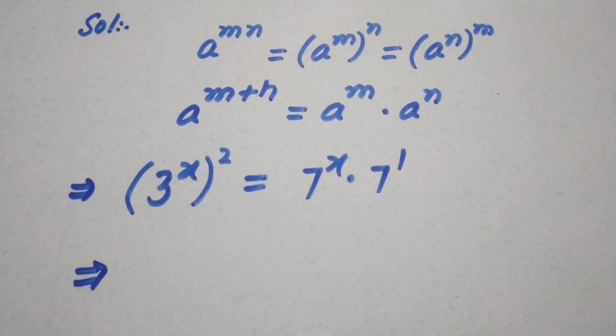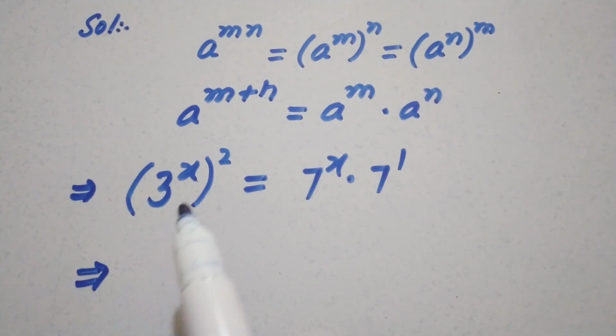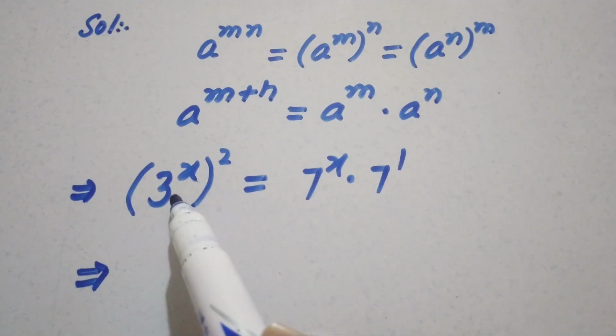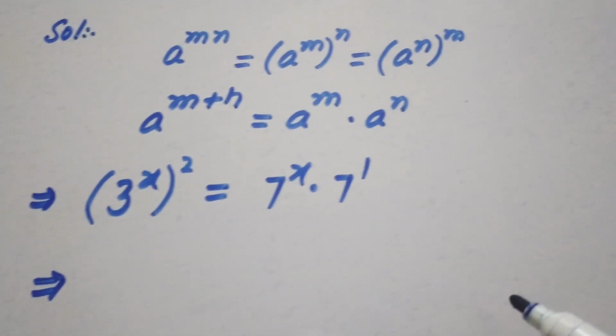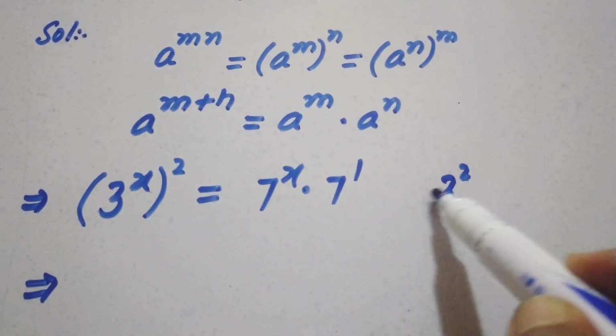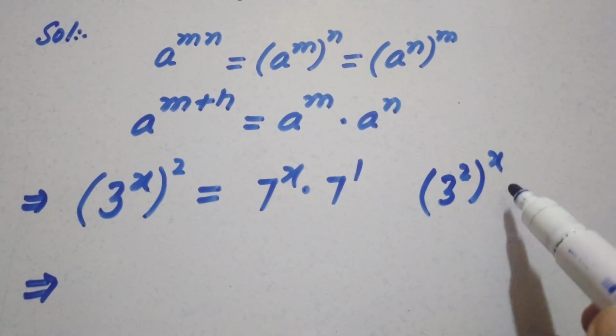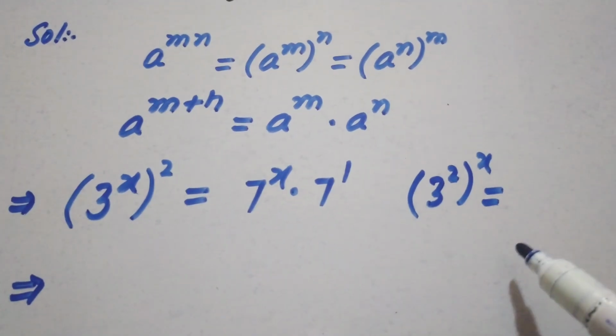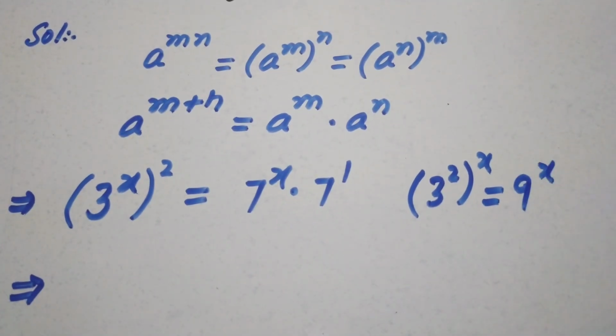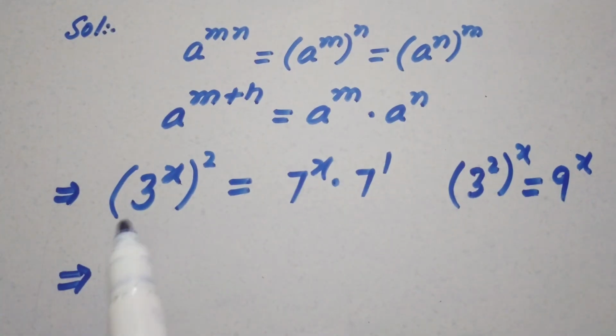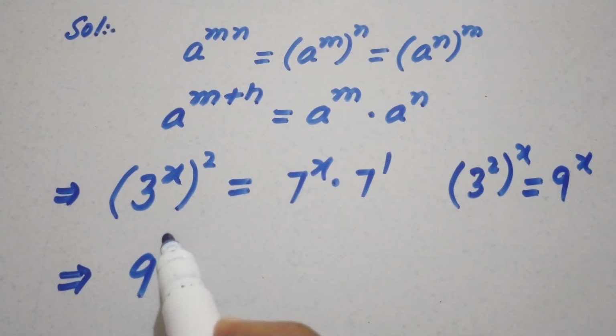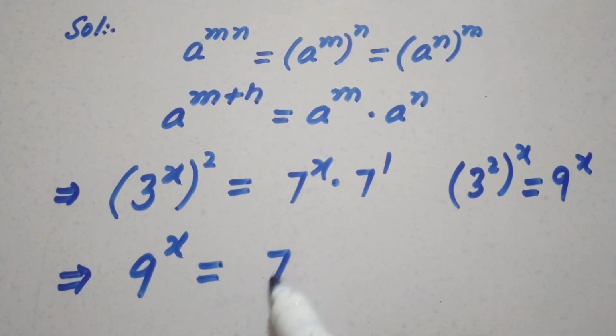3 power x whole squared, or we can write this as 3 squared whole power x. So 3 squared whole power x is equal to 9 power x. So this will become 9 power x is equal to 7 power x multiplied by 7.